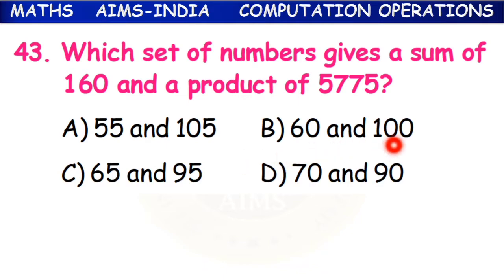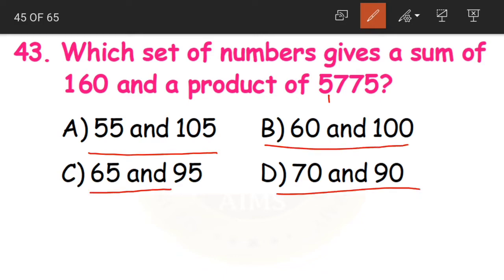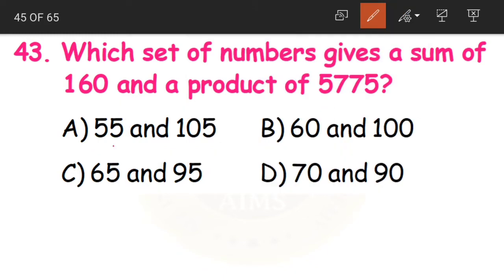Which set of numbers gives a sum of 160 and a product of 5,775? Now from this we should find out which two numbers give the sum as 160 and product as 5,775. Now if you look at the numbers here, children, first option A is 55 and 105. Now how to solve this?